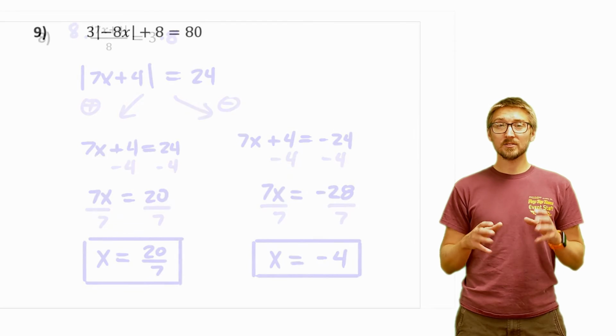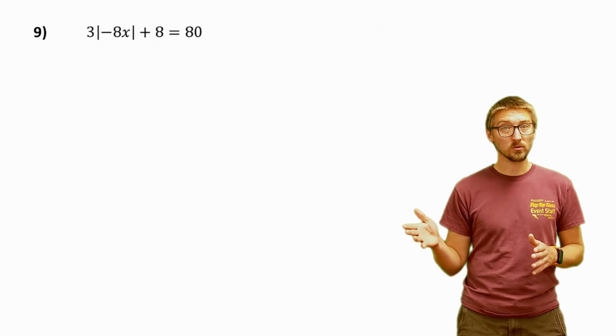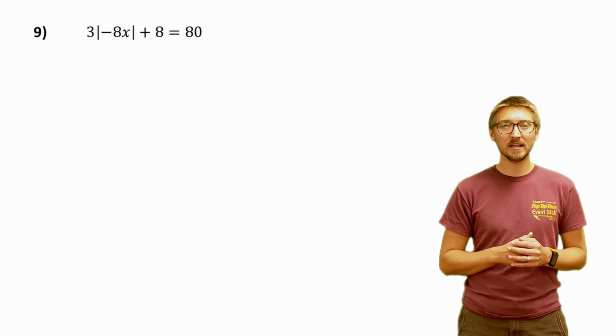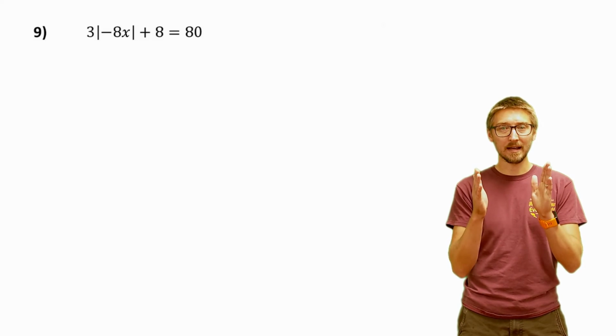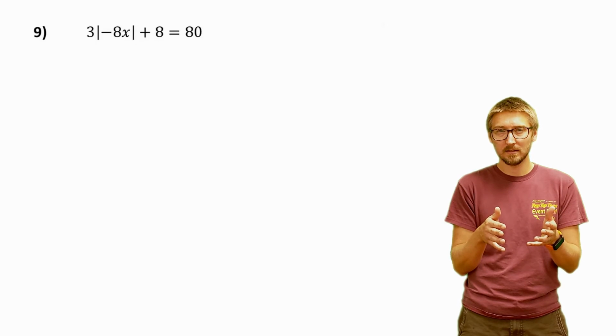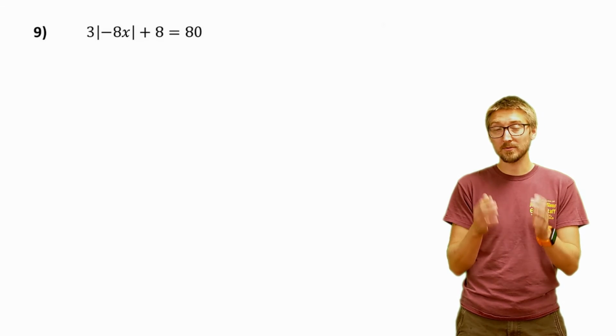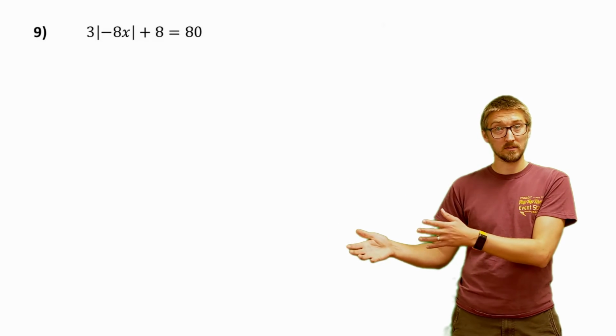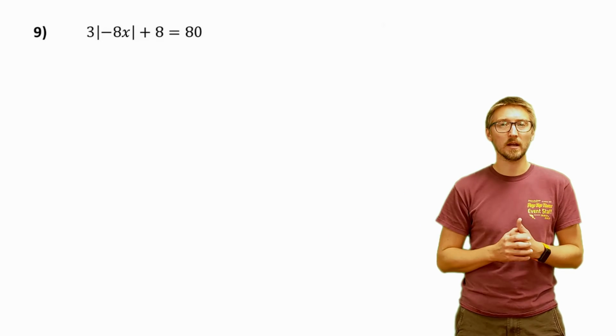With question number 9, some people want to say that there's no solution because they look inside the absolute value and they see negative 8x. Well, that doesn't really do anything because the last step you'll just divide by negative 8. So you have to just be aware of when absolute values are equal to negatives. That's bad. This problem's okay.